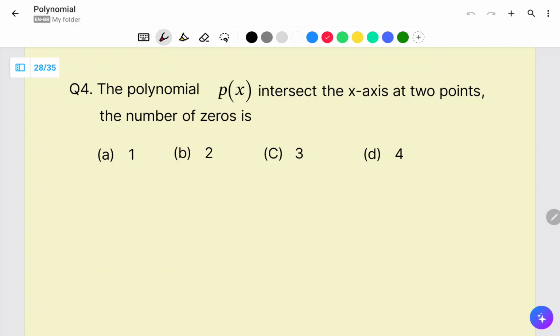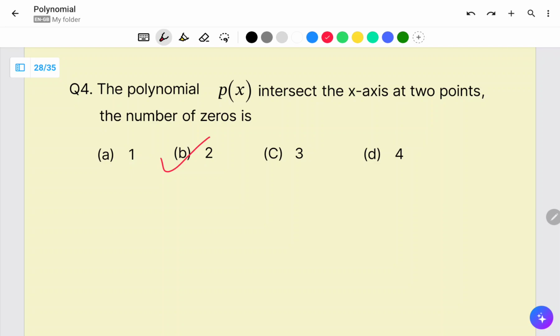The next question says, the polynomial p(x) intersects the x-axis at 2 points. The number of zeros is option A 1, option B 2, option C 3, option D 4. So the correct option is B.